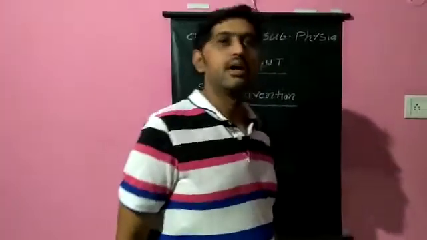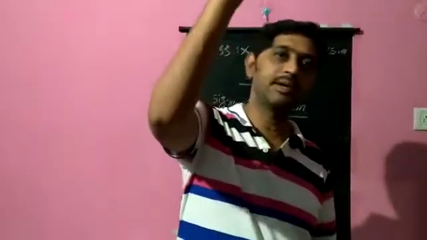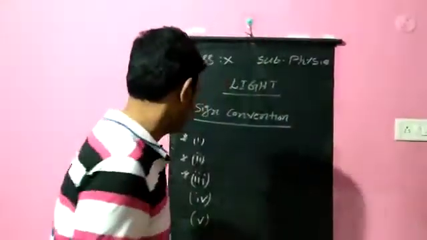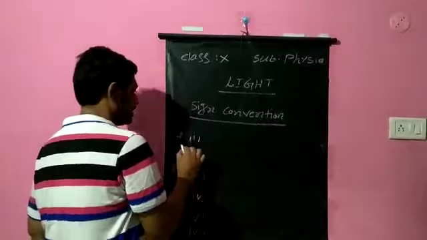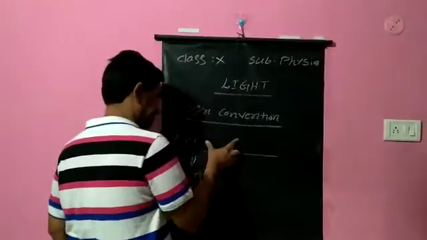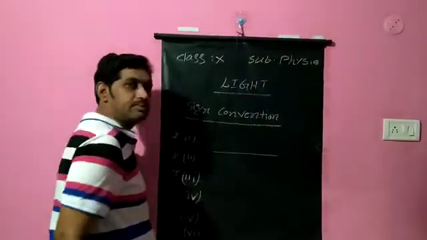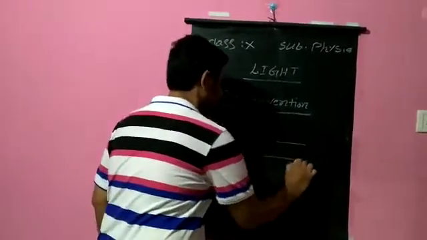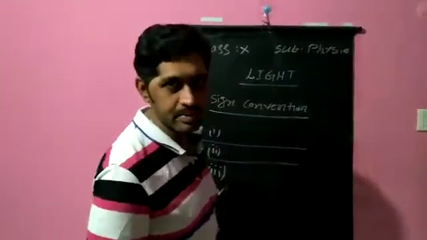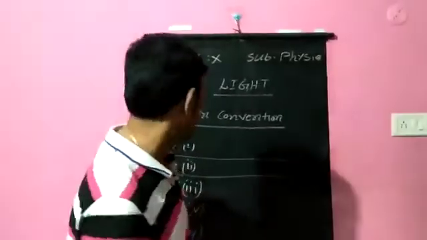Later on, the distances measured above the principal axis are positive. The distances measured below the principal axis are negative. That gives us 6 sign conventions. Let me go through them one more time. Number 1, the object should be placed on the left side of the mirror. Number 2, all the distances should be measured from the pole of the mirror.